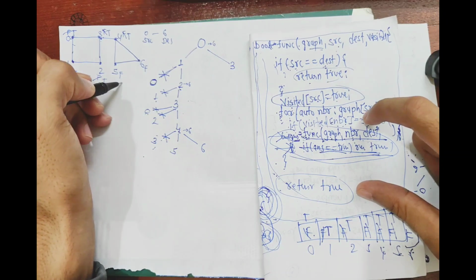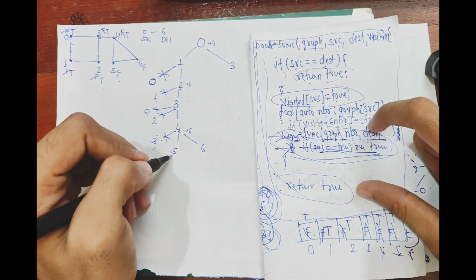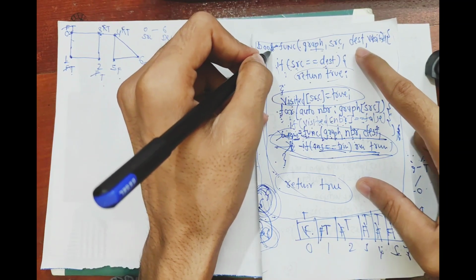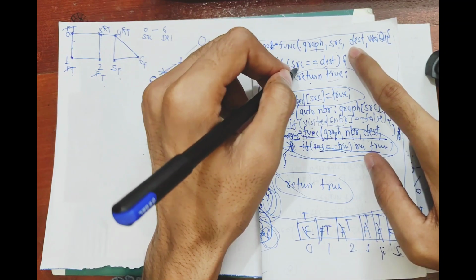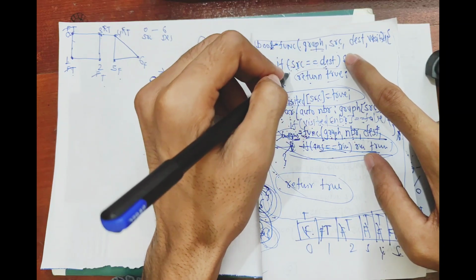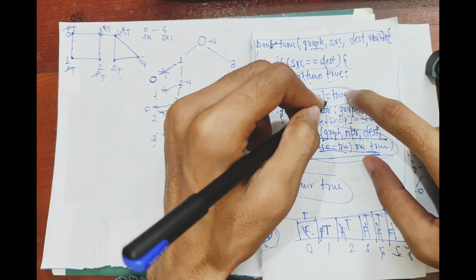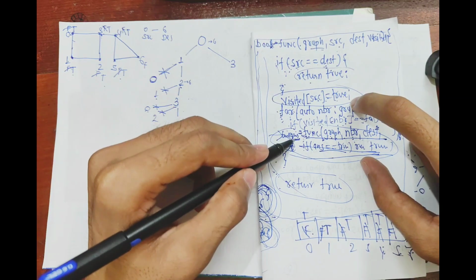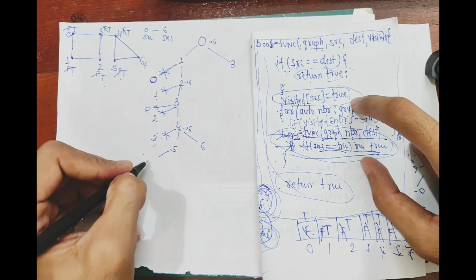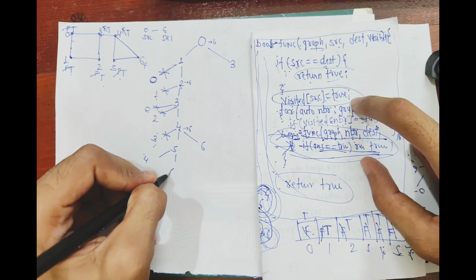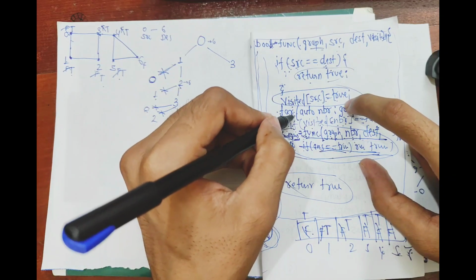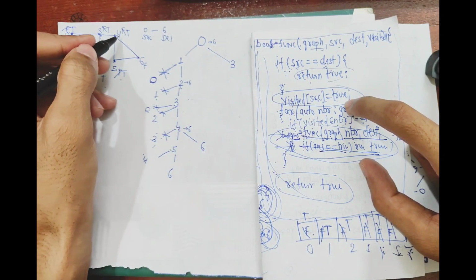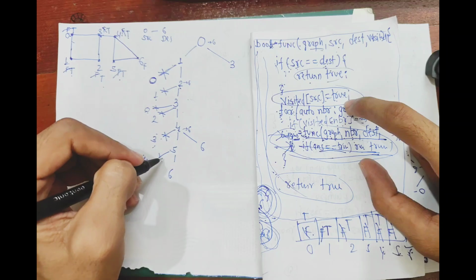5 is marked as false, so we will do a recursive call from 5, making 5 as a source node. 5 is not equal to 6, so this will not run. Now visited of 5 we will mark as true. Now we will go into its neighbor. 5's neighbors are 4 and 6. Now we will check with 4. 4 is already marked as true, so this will not run.